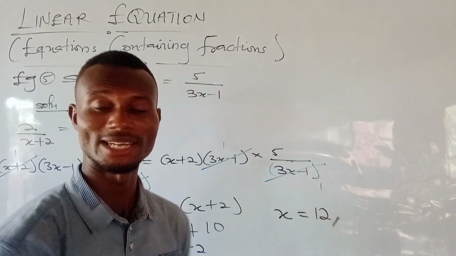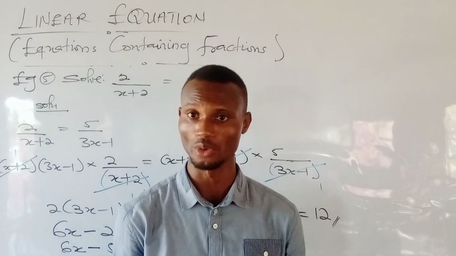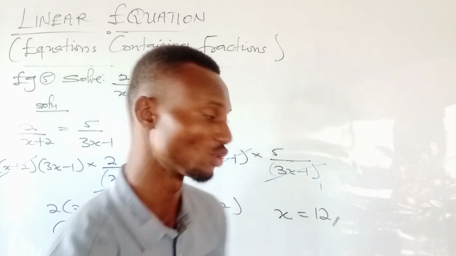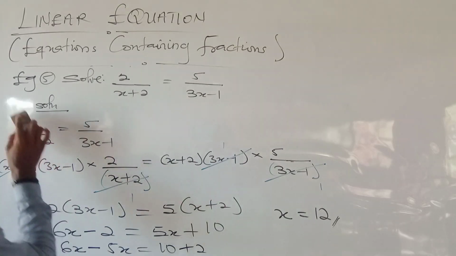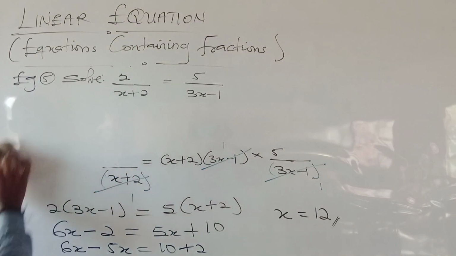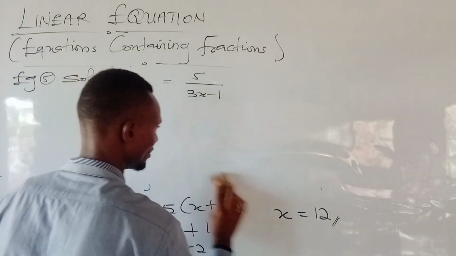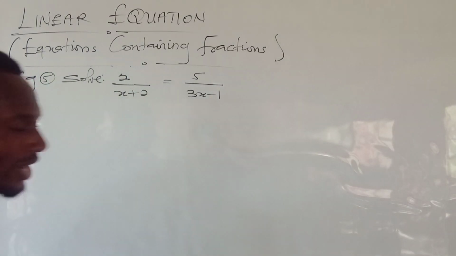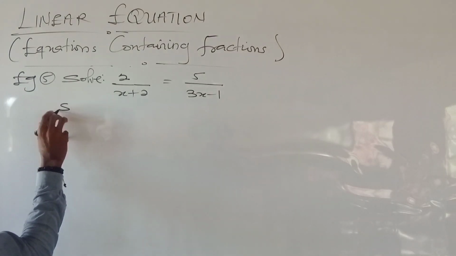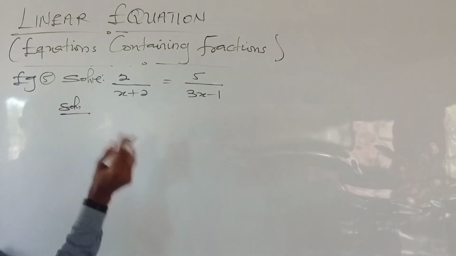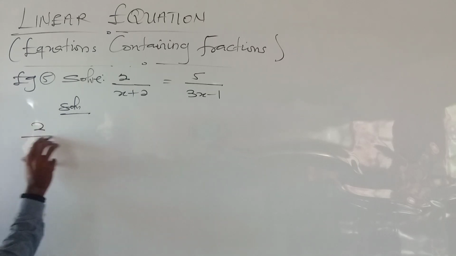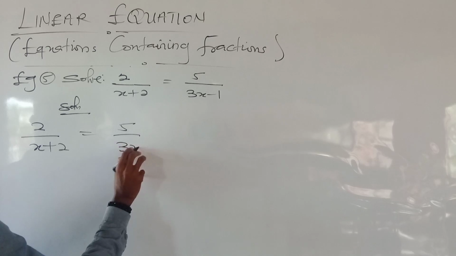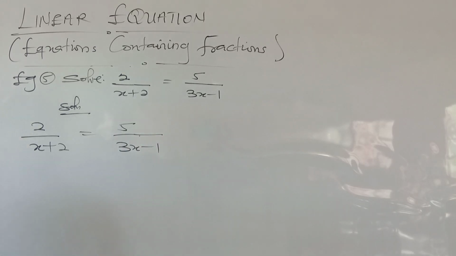Now I'm saying that there's another way that you can do this same question. So let me clean the solution that I have on the board and let me show you that way. Let me write the solution and start again using the other method. So I have 2 over s plus 2 equals 5 over 3s minus 1. So we want to solve this one.